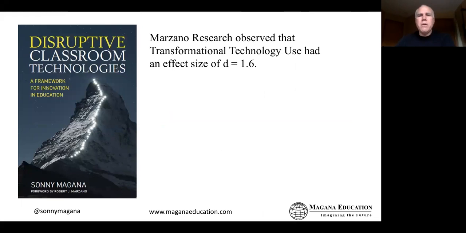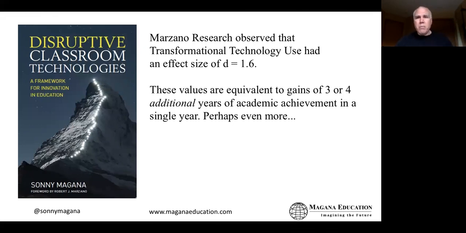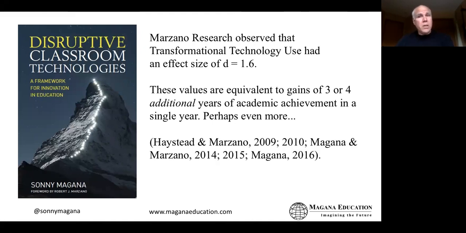And it's important to note that the strategies that I'm about to share with you now in the transformational domain had an effect size of 1.6. That was observed by Robert Marzano and his team at Marzano Research. An effect size of 1.6 is extraordinarily large. It is equivalent to 3 or 4 additional years of academic achievement gain in a single year, perhaps more. So this is tantamount to tripling or quadrupling of student current learning readiness. That's worth paying attention to.